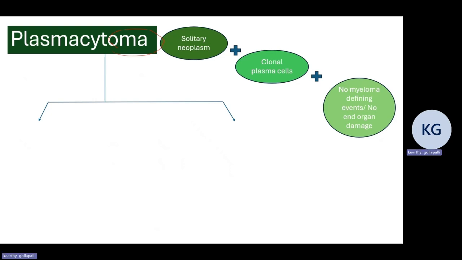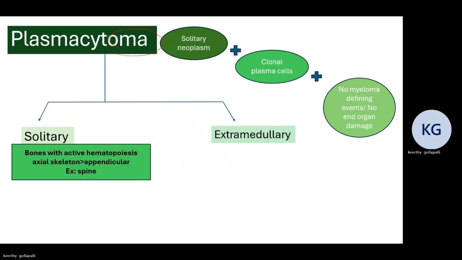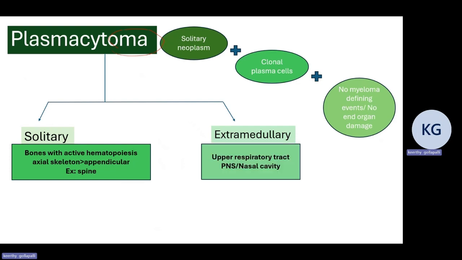There are two types of plasmacytoma. If it is occurring in the bone, you call it solitary, correct? Usually plasma cell myelomas or plasma cell neoplasms occur in an elderly age group. In an elderly age group, which bone is active? It is the axial skeleton, right? Like the spine. So that's why it's common there. Extramedullary means it is not occurring in the bone. So where does it occur? The common sites are head and neck, like the upper respiratory tract, PNS, and nasal cavity. So this was about your plasmacytoma.